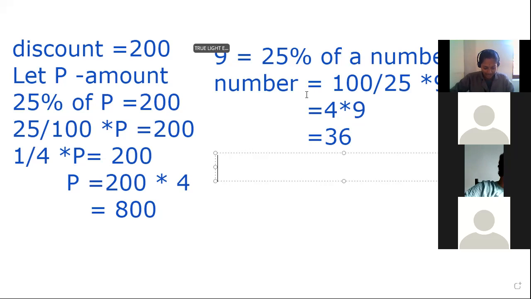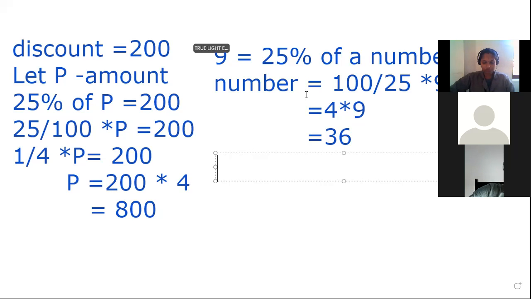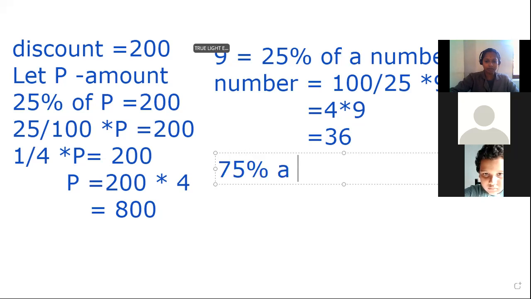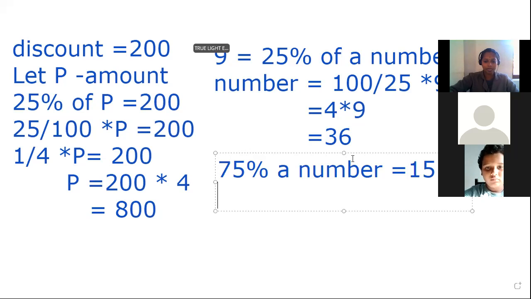Okay, then the last question, 75% of what number is 15? 75% of a number is given as 15. So we have to find the number. How will you find the number? Here 25% of a number was 9, then we multiplied 100 by 25 into 9. Here 75% is 15.